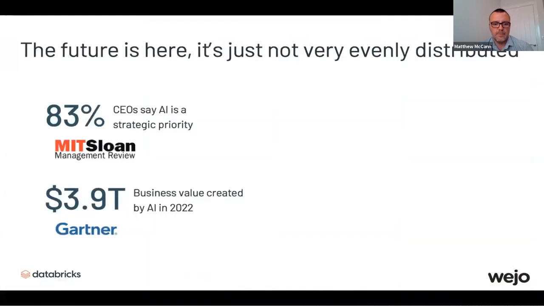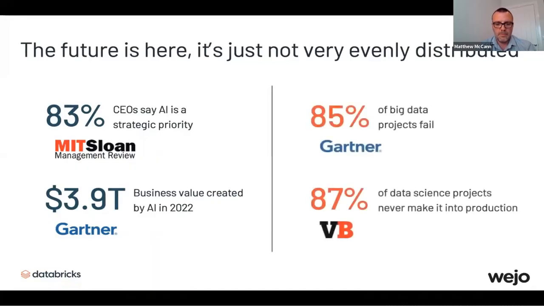So what's the problem statement that we're trying to solve? It's undoubted that AI and machine learning can drive a ton of value for any business as long as they have the data. 83% of CEOs say that AI is a strategic priority, and there's already a vast amount of value in terms of dollar or pound value that can be driven by AI next year alone. The problem is that most of these projects never even come to fruition.